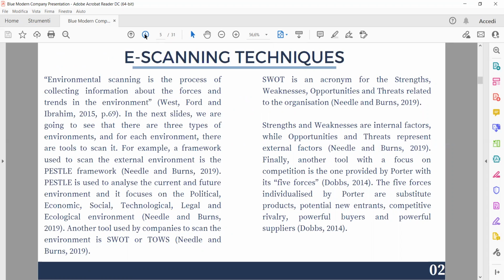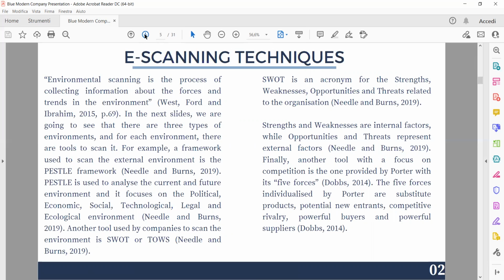Environment consists of external forces that directly or indirectly influence an organization's acquisition of inputs and generation of output. There are three components, which are the company, the microenvironment, and the macroenvironment. For each type of environment, there are frameworks that can be used to scan it. For example, a framework used to scan the external environment is the PESTLE framework.